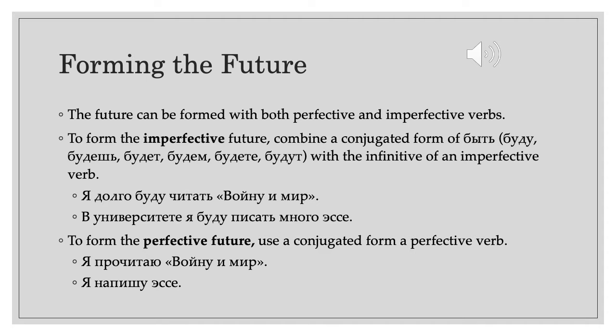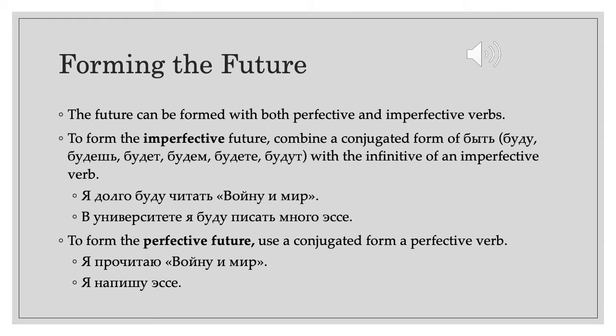So if we want to form the imperfective future using an imperfective form, we combine a conjugated form of the verb быть, so буду, будешь, будет, будем, будете, будут, with the infinitive of an imperfective verb. For instance, Я долго буду читать «Войну и мир». I will be reading War and Peace for a long time. В университете я буду писать много эссе. At college, I will write a lot of essays.